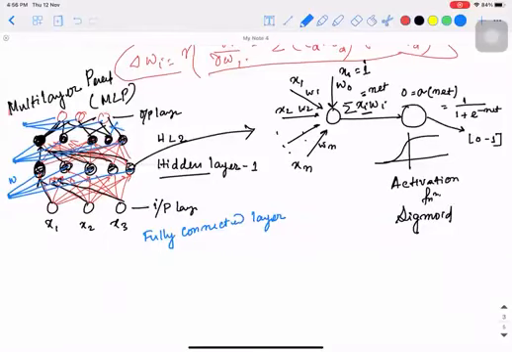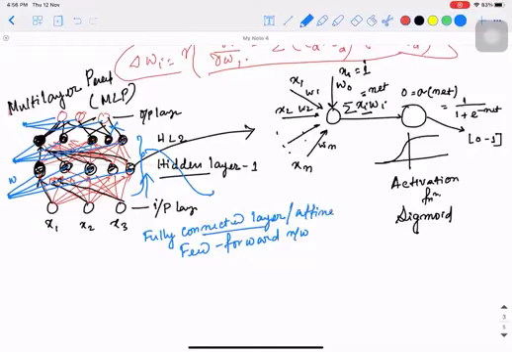This is also called a feed forward network. Why is it a feed forward network? Because there is no backward connection as such, so the inputs are basically moving from left to right or bottom to top. Therefore it is called a feed forward network. And these are fully connected layers. This is also called affine layers, fully connected layers or affine layers.